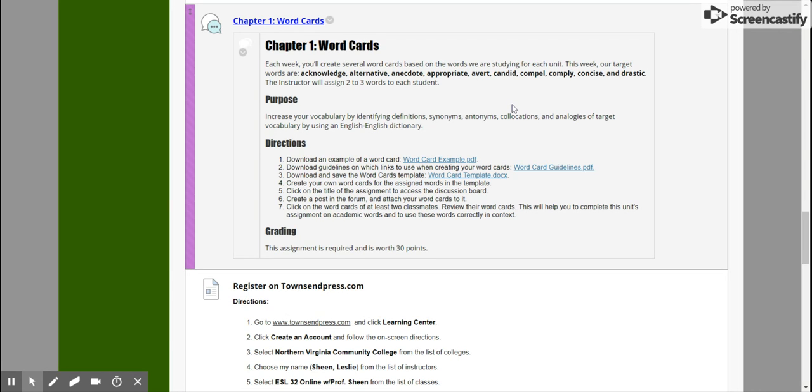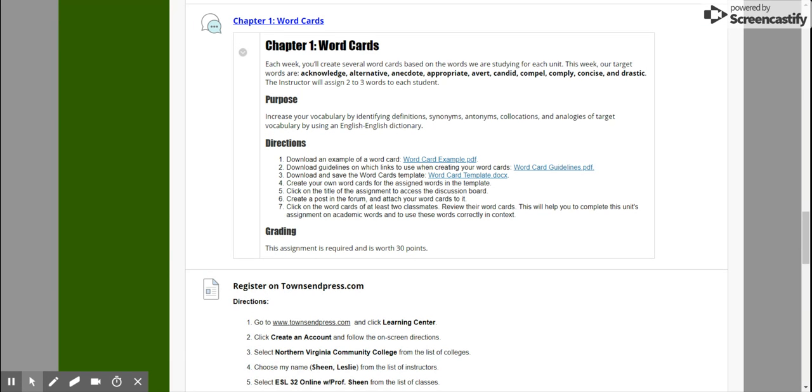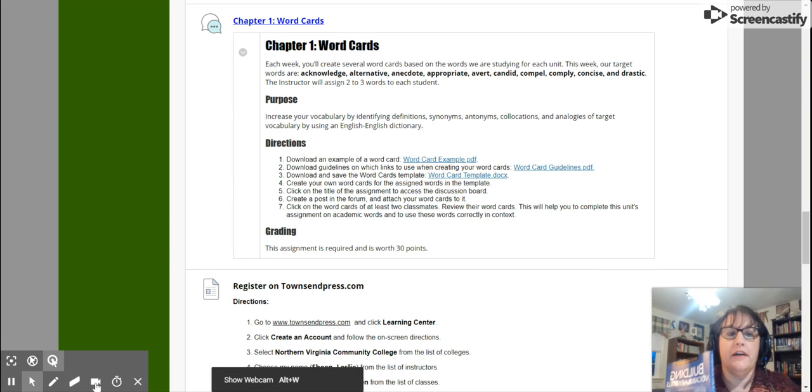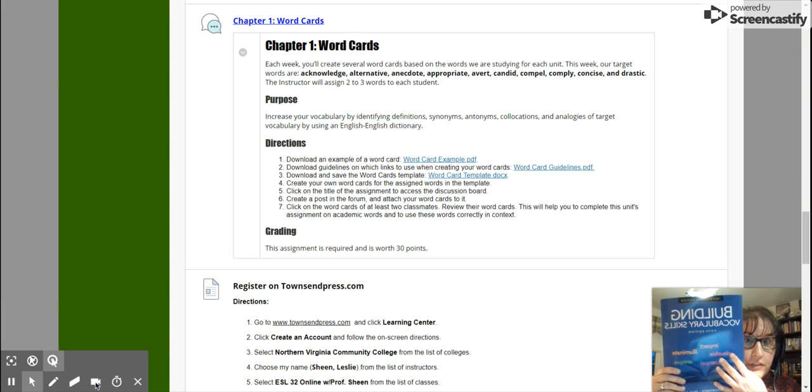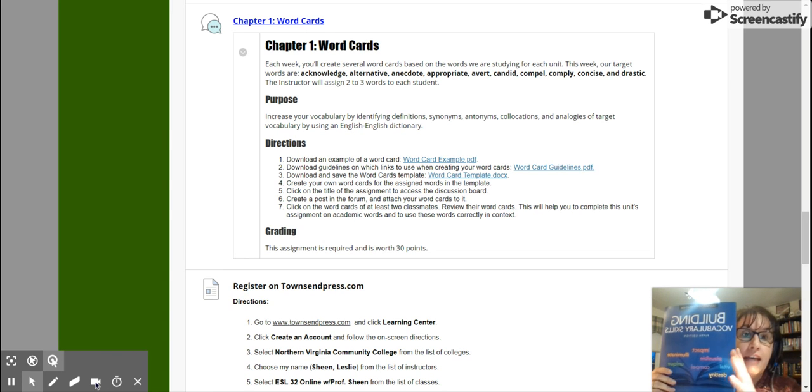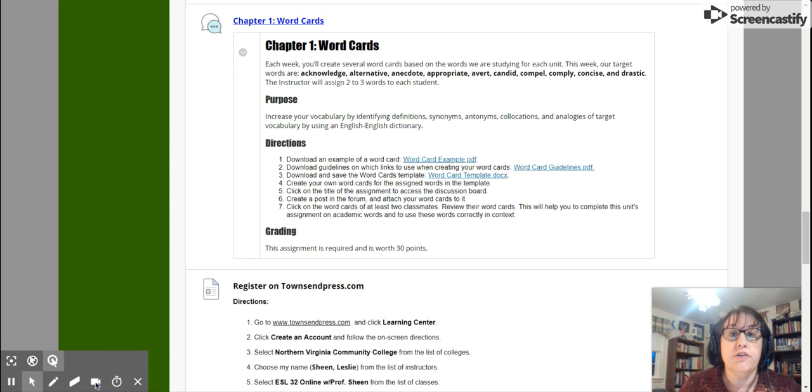The words are going to be found in your vocabulary book, this book right here, okay? This is where you'll find the words, okay? And you'll be doing exercises in this book and online to help you with the words. But in addition to that, we are asking you to create word cards.